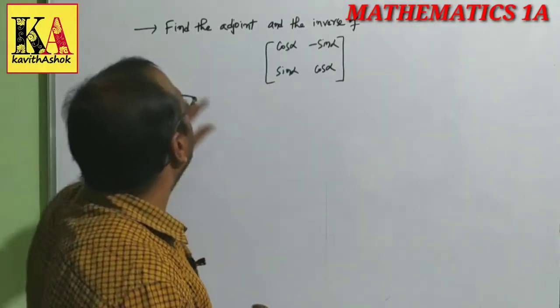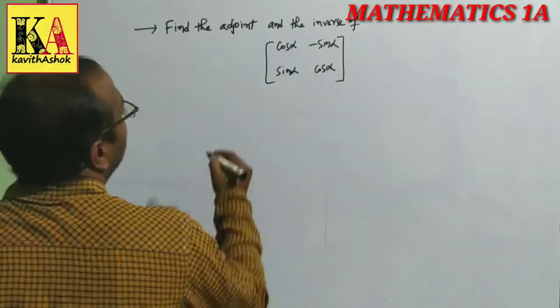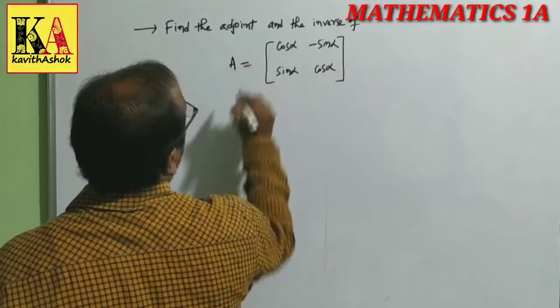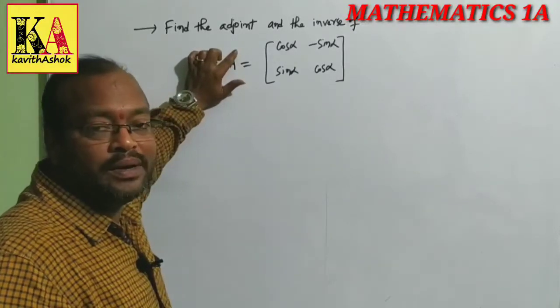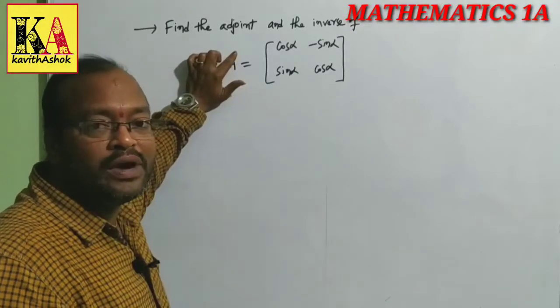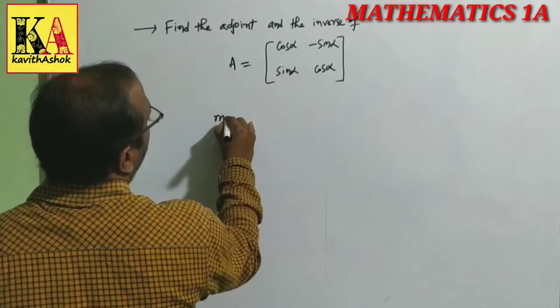Next, we have to find the adjoint and the inverse of this matrix. If we consider this as A, adjoint means the transpose of the cofactor matrix. So before going to the cofactor, we want to find the minor. First, we will find the minor of A.